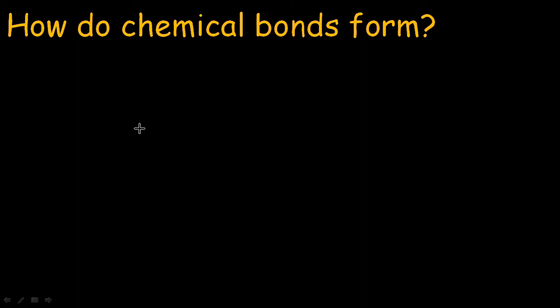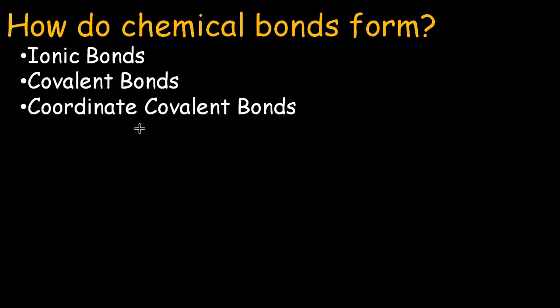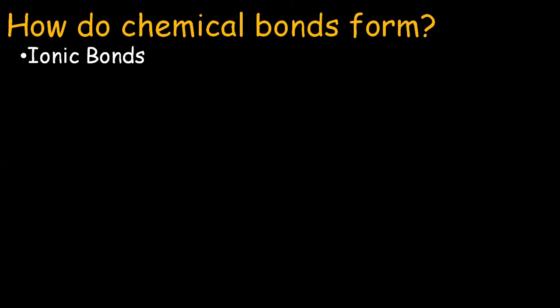How do chemical bonds form? There are four types of chemical bonds: ionic bonds, covalent bonds, coordinate covalent bonds, and metallic bonds. In this lecture, we will talk about ionic bonds only. The rest of the three will be discussed in three consecutive videos.